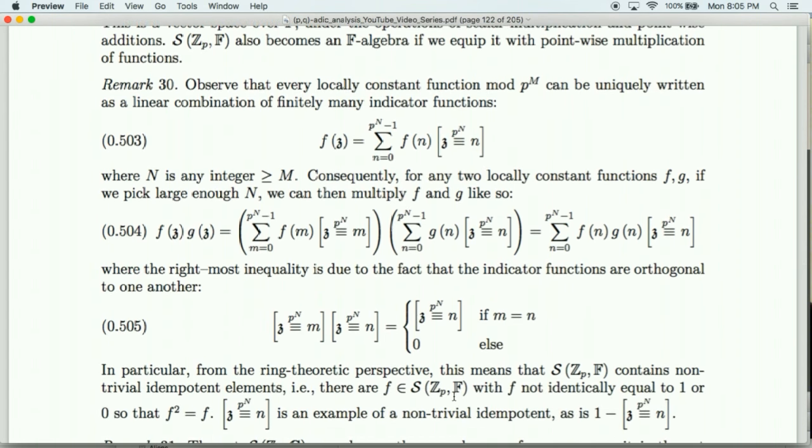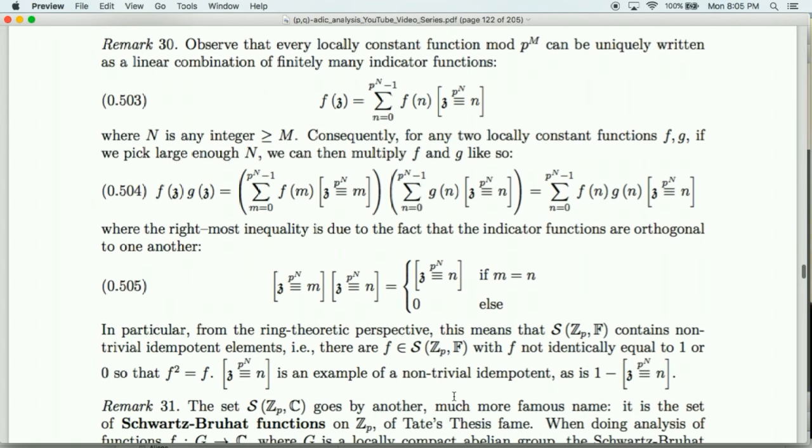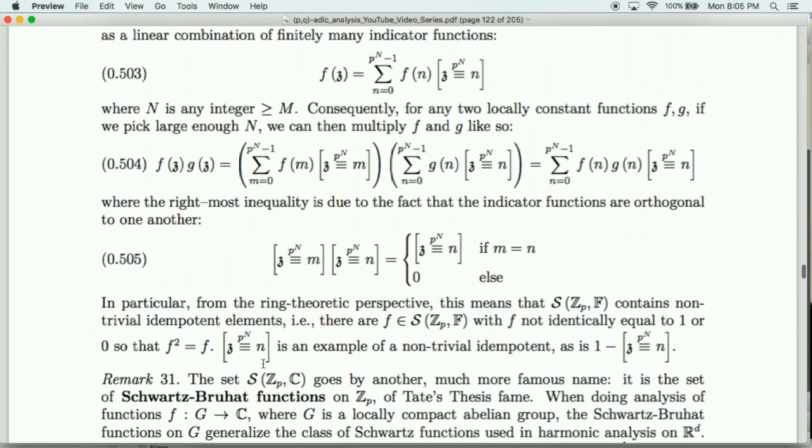In particular, from the ring theoretic perspective, this means that S(Z_p, F) contains non-trivial idempotents, meaning elements which are neither 0 nor 1, whose square is equal to themselves. So for example, this function is an idempotent, because if you multiply it by itself, it's going to be 1 if z is congruent to n mod p to the N, and 0 otherwise. And when you have an idempotent, 1 minus the idempotent is also an idempotent.